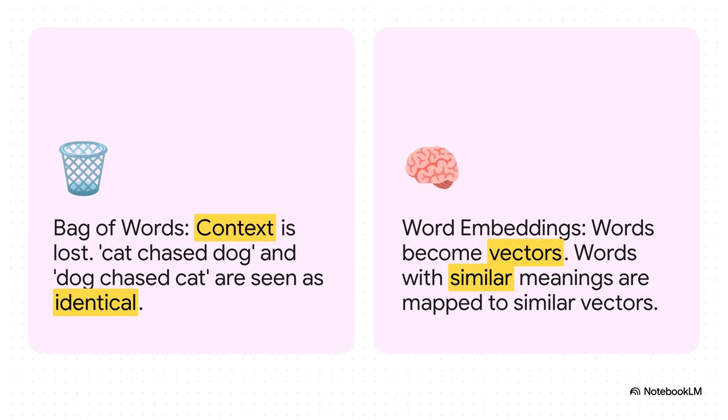It was called Bag of Words, and it basically just counted words up, totally ignoring their order. So a sentence like, "the cat chased the dog," would look exactly the same as "the dog chased the cat." I mean, come on, all the meaning just vanishes.